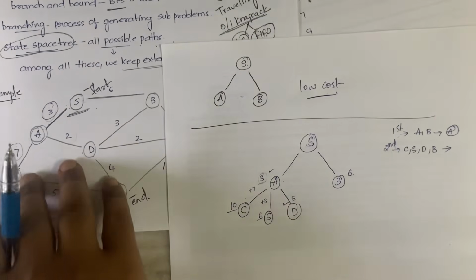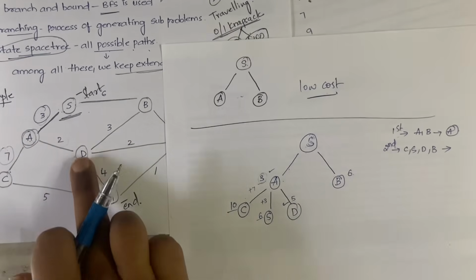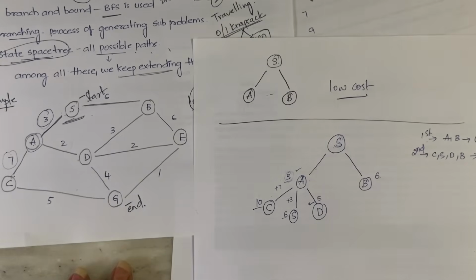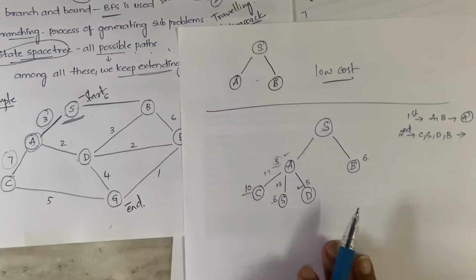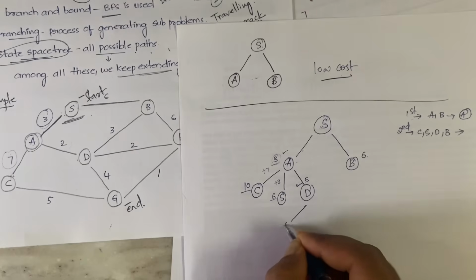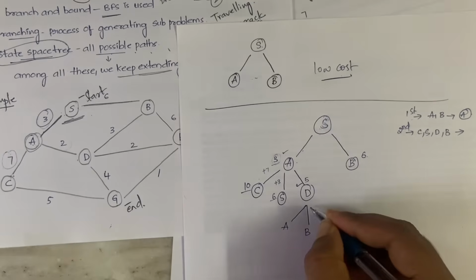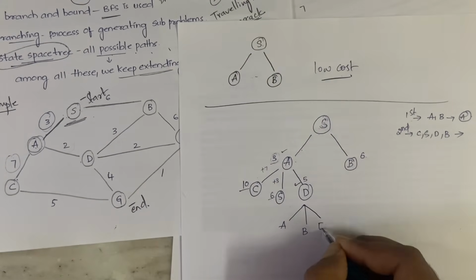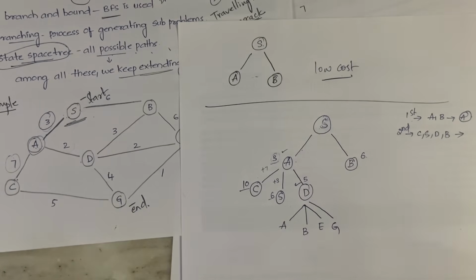From D, what are the different paths you have? Look at this graph. From D, you have a chance to go back to A, you can go to B, you can go to E, and you can go to G. You have 4 different options to go from D, right? A, B, E, G. Let's write the same thing. From D, A, next B, next E and then G, right? Do you have anything else? A, B, E, G. Yes, that's all.